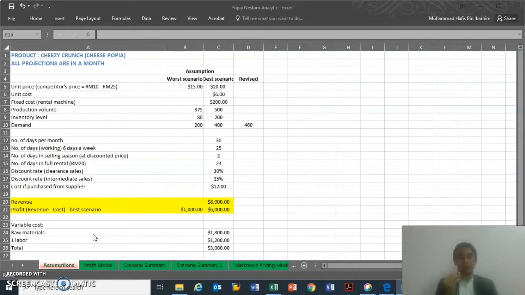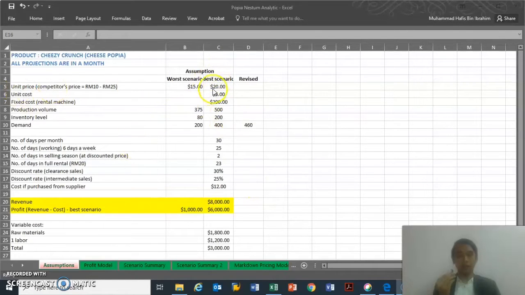So today I would like to explain the scenario and sensitivity analysis of my product. My product is Cheezy Crunch, cheese popia, and this is all my assumption in a month.